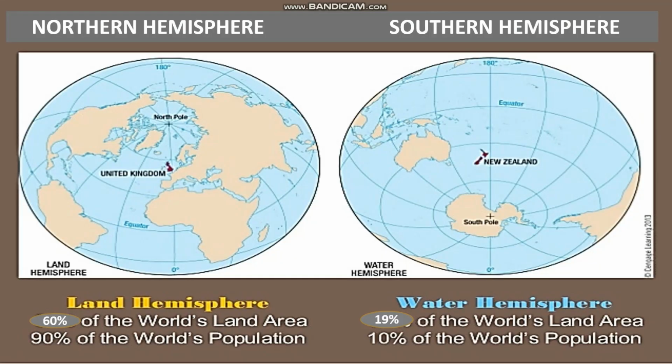Now let's see here. The northern hemisphere has 60% of land area, so we are calling it the land hemisphere. Whereas the southern hemisphere has 81% of water surface, so we are calling it the water hemisphere. Now do you all understand why we are calling the northern hemisphere the land hemisphere and the southern hemisphere the water hemisphere?